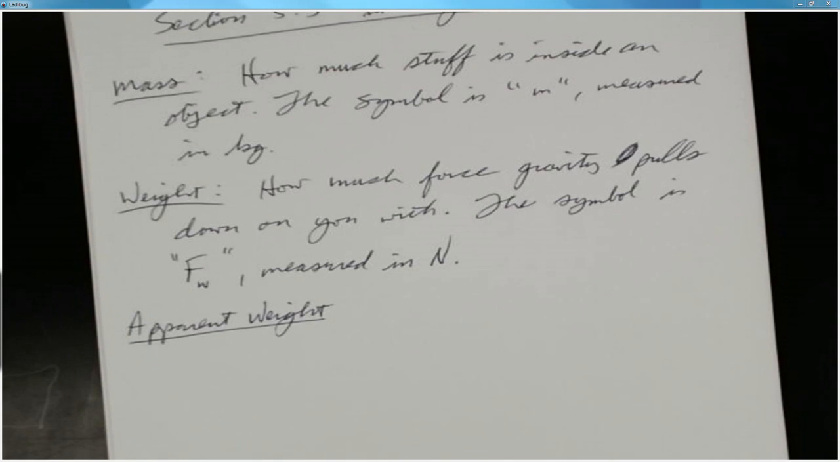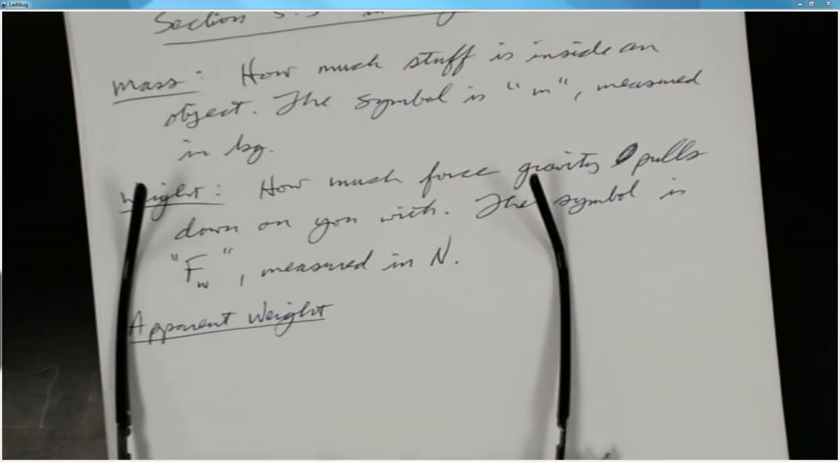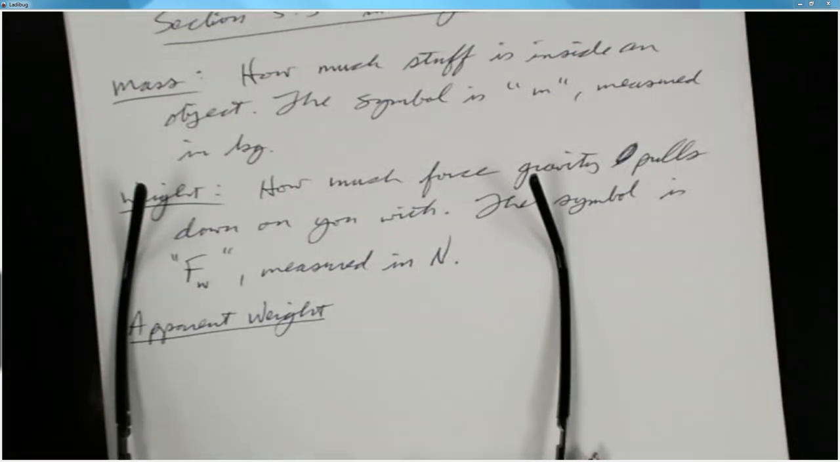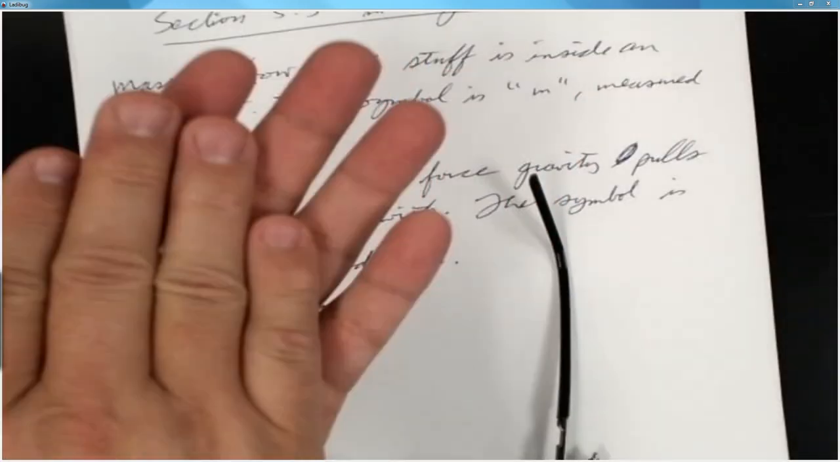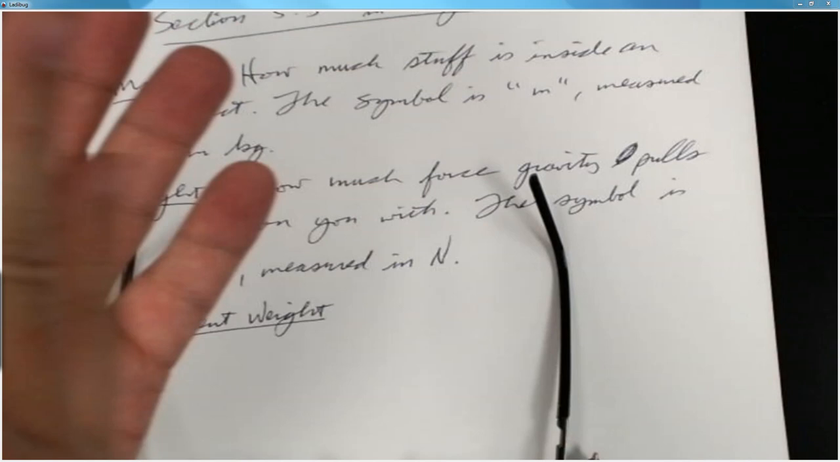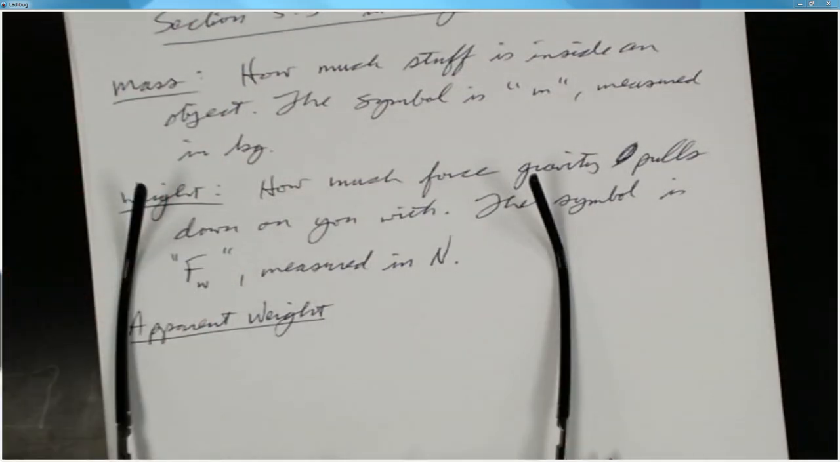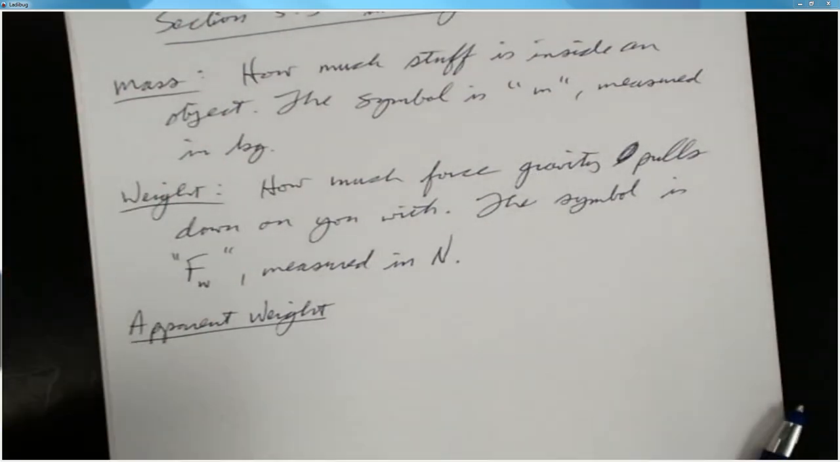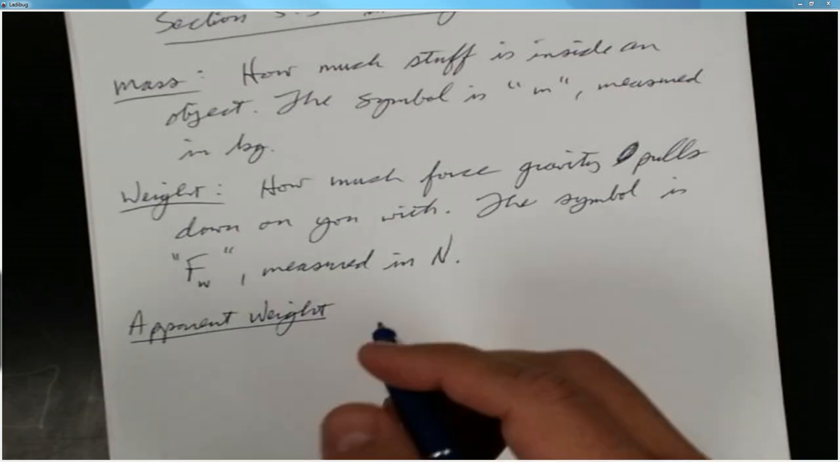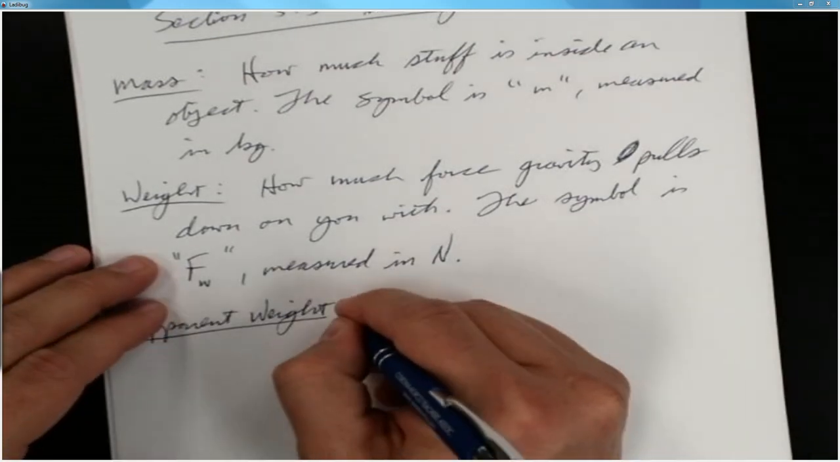Oh, you have the Tower of Terror at Disneyland. That's what it is. You bounce up and down, and you're like, oh my God, I'm going to die. And then when you get down to the bottom, as it stops, it feels like the seat is pressing up on you harder than normal, and you feel like you weigh a whole lot. So that is the apparent weight. And apparent weight is what we're going to be talking about here.